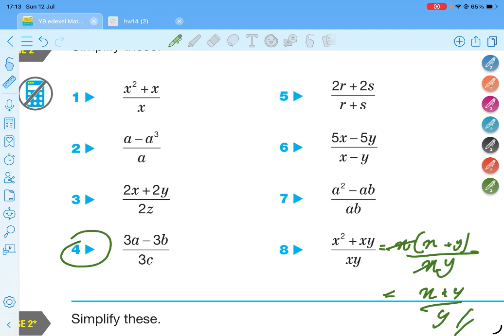Fourth one. 3a minus 3b over 3c. 3 is common. A minus b over c.